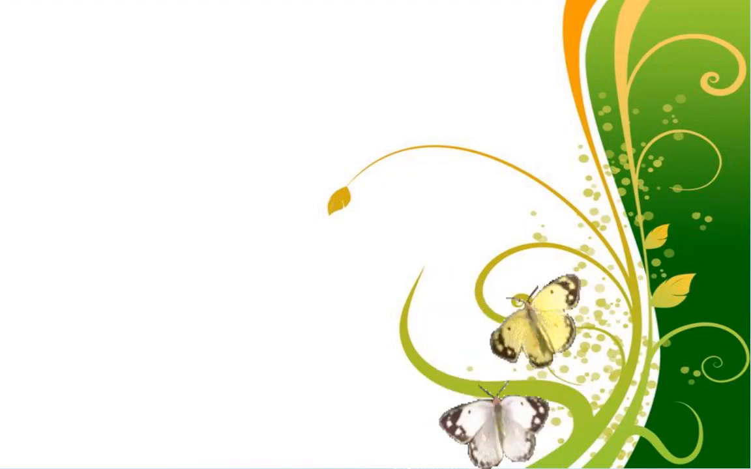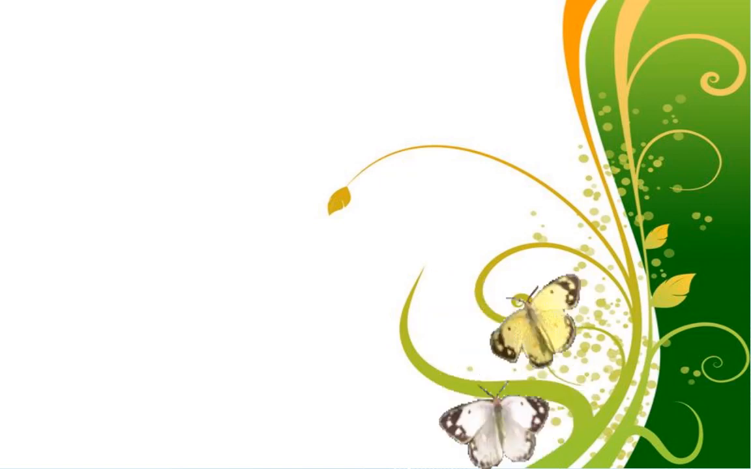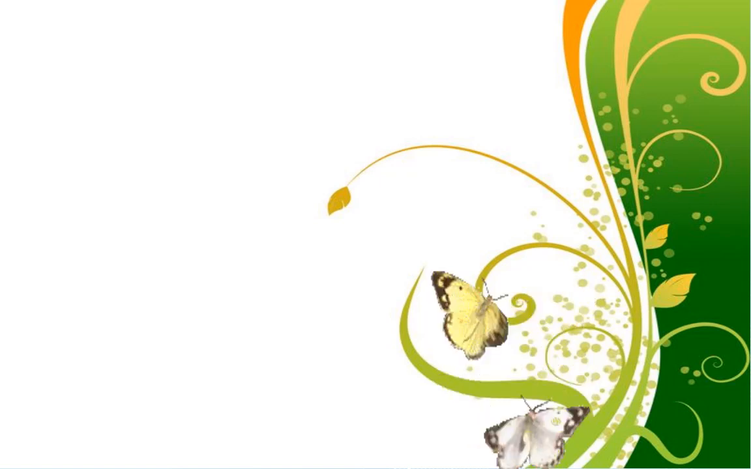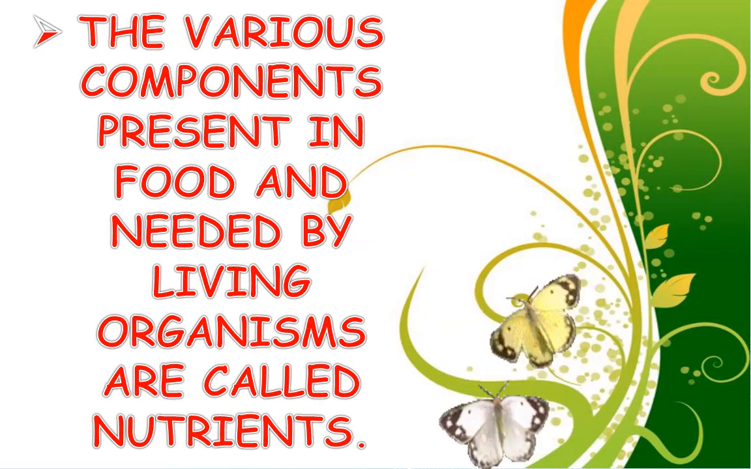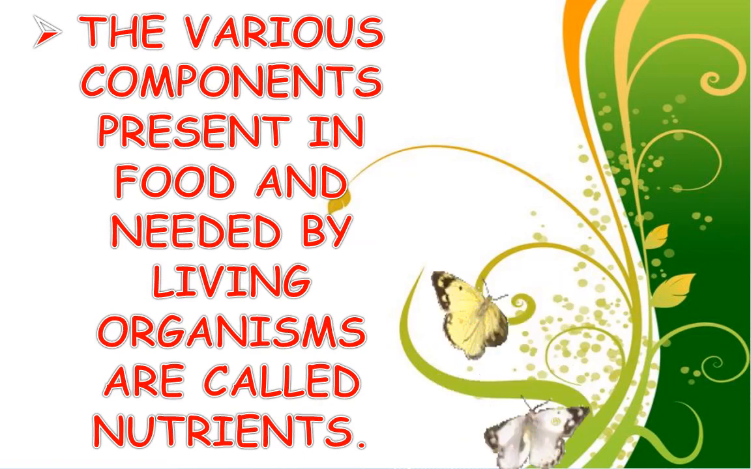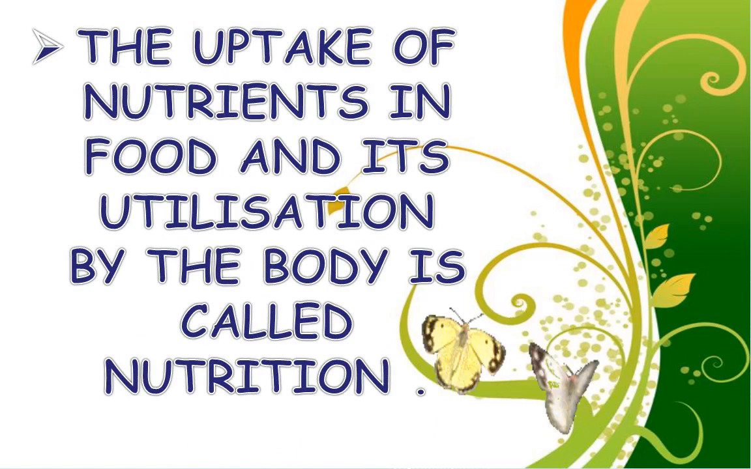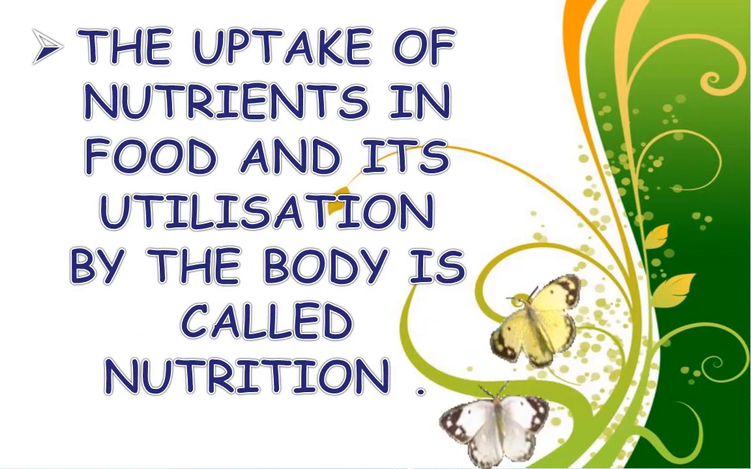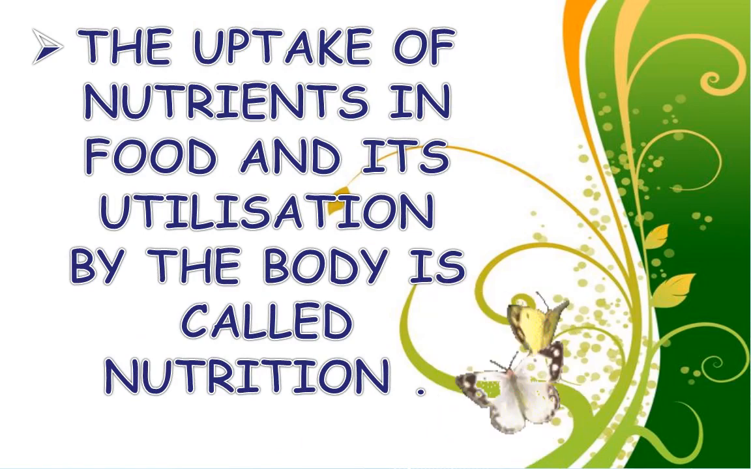Dear students, we have done a part of nutrition in chapter 1 also. So before we start, let's recall the key points of the previous chapter, Nutrition in Plants. The various components present in food and needed by living organisms are called nutrients. The uptake of nutrients in food and its utilization by the body is called nutrition.